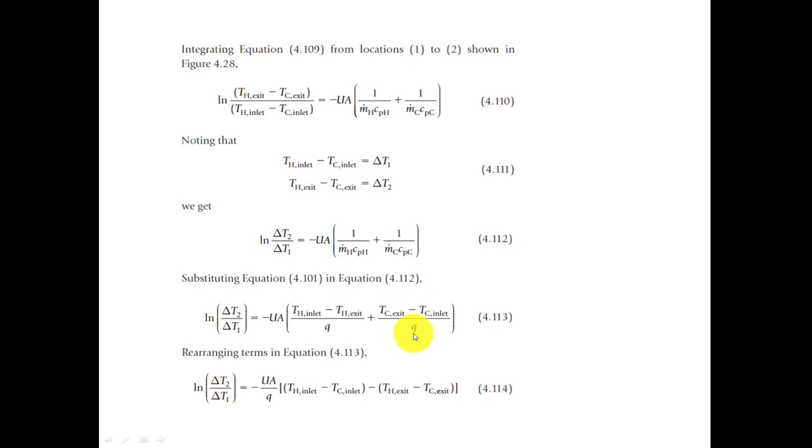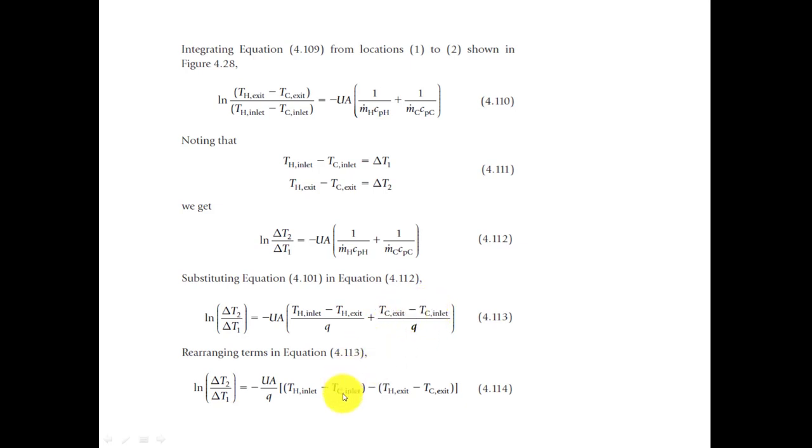Fine. In the next step, this Q is common in both cases, so I'll bring this Q out of the bracket. Now what is left here? Th inlet minus Th exit, plus Tc exit minus Tc inlet. So this is something like A minus B, in bracket, plus C minus D. When you open this bracket, Th inlet will be as it is here, and when you open this bracket, then Tc inlet will come here.